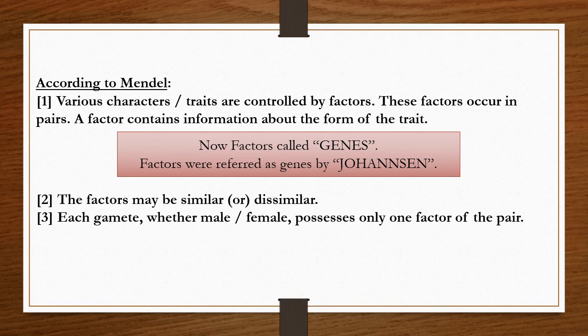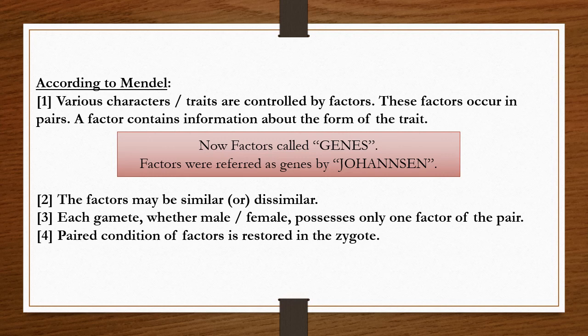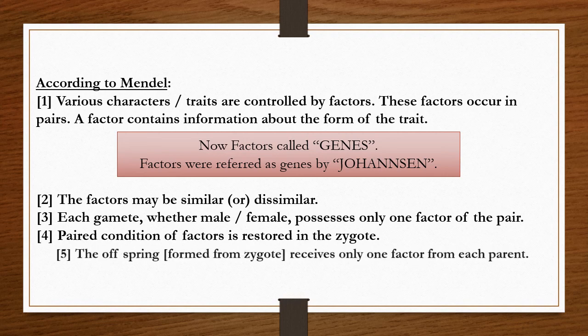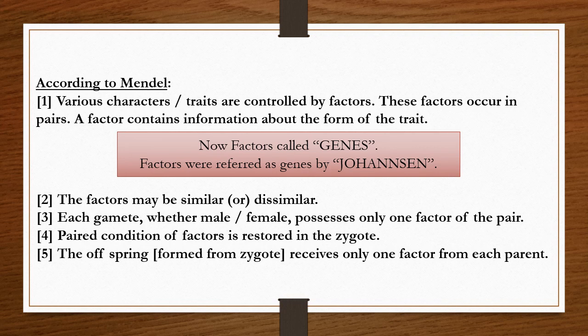Each gamete, whether male or female, possesses only one factor of the pair. A paired condition of a factor is restored in the zygote. The offspring formed from the zygote receives only one factor from each parent. So it is very clear that instead of gene, Mendel used the word factor. So now see that.